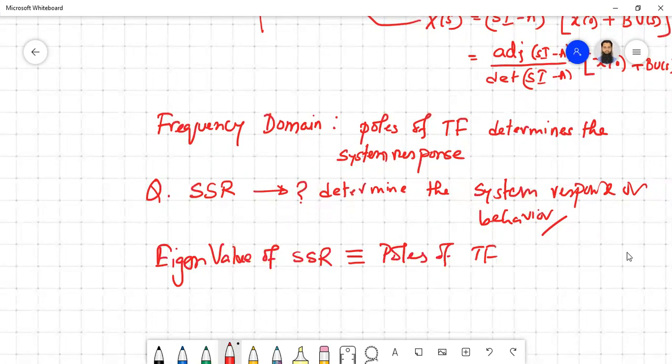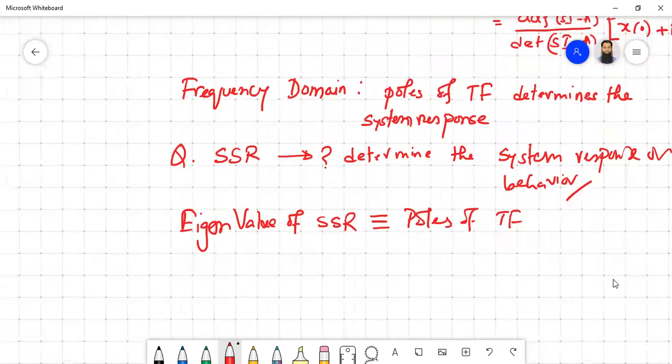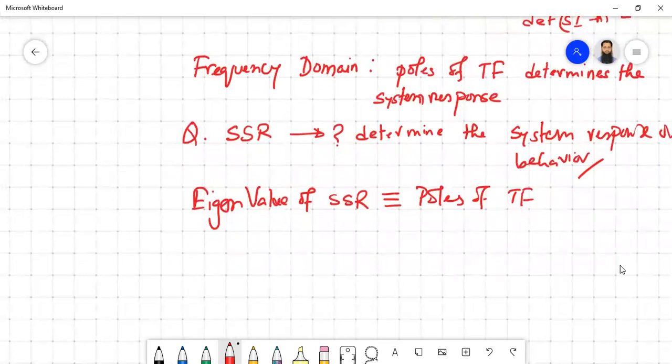More detail on this will be discussed in a portion of chapter five. But just to introduce how to find the eigenvalues of a state space representation: it is basically finding the determinant of (sI minus A). So the determinant of (sI minus A) will give you the eigenvalues.